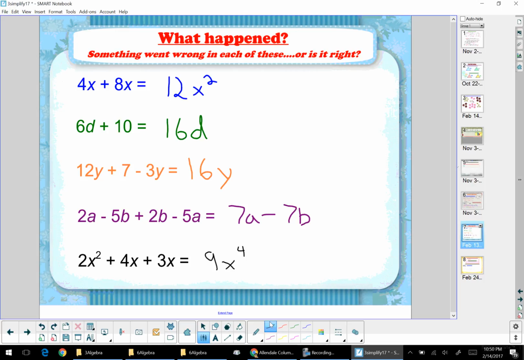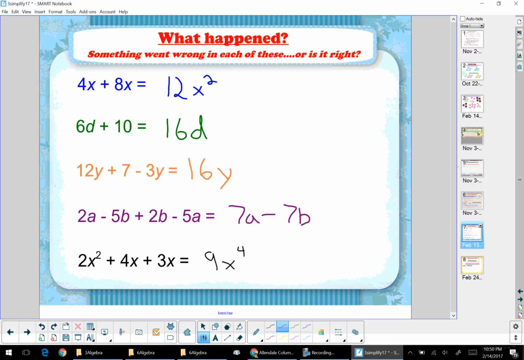So what I want you to do is identify what happened in each of these, what went wrong, and try to fix it. See if you can get the correct answer for the simplified version of each expression. I'm going to give you a minute to pause the video, try it on your own, see if you can identify what the mistakes are in each. Then come on back and unpause the video. All right. Have you paused it? Okay. Hopefully you're back, you've simplified it, and you're ready to see if you were right.